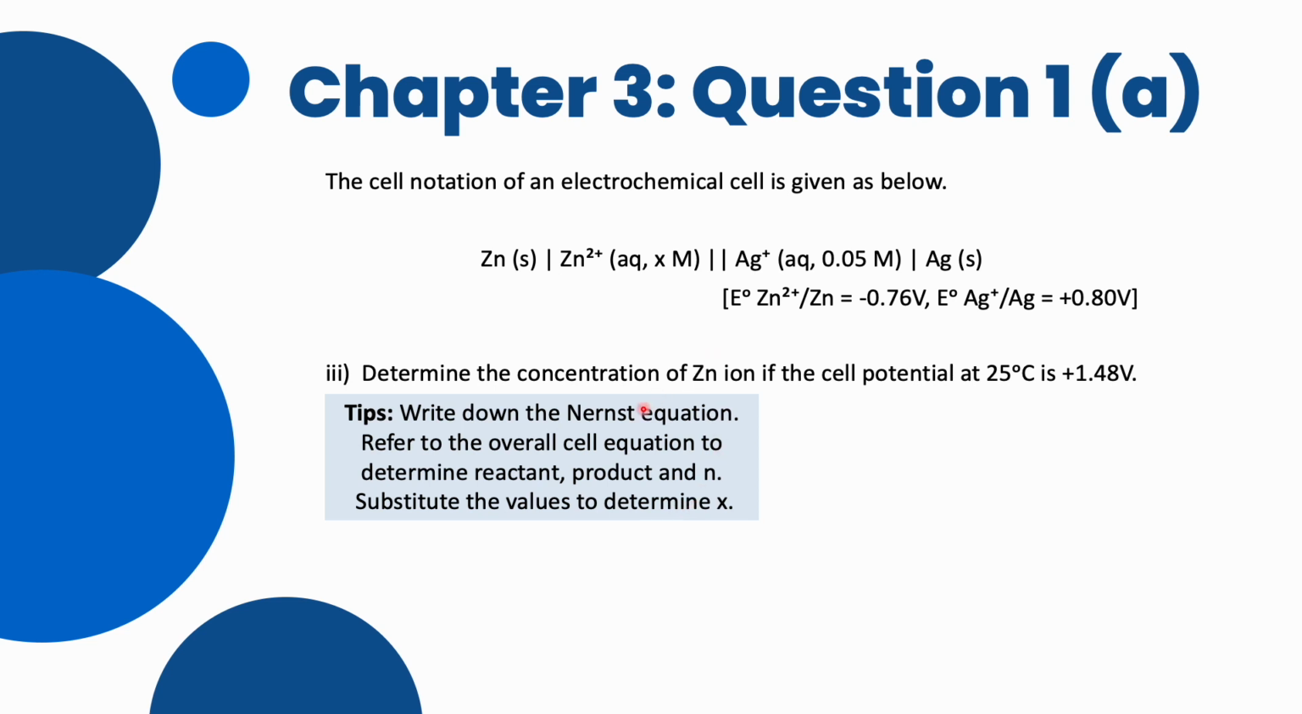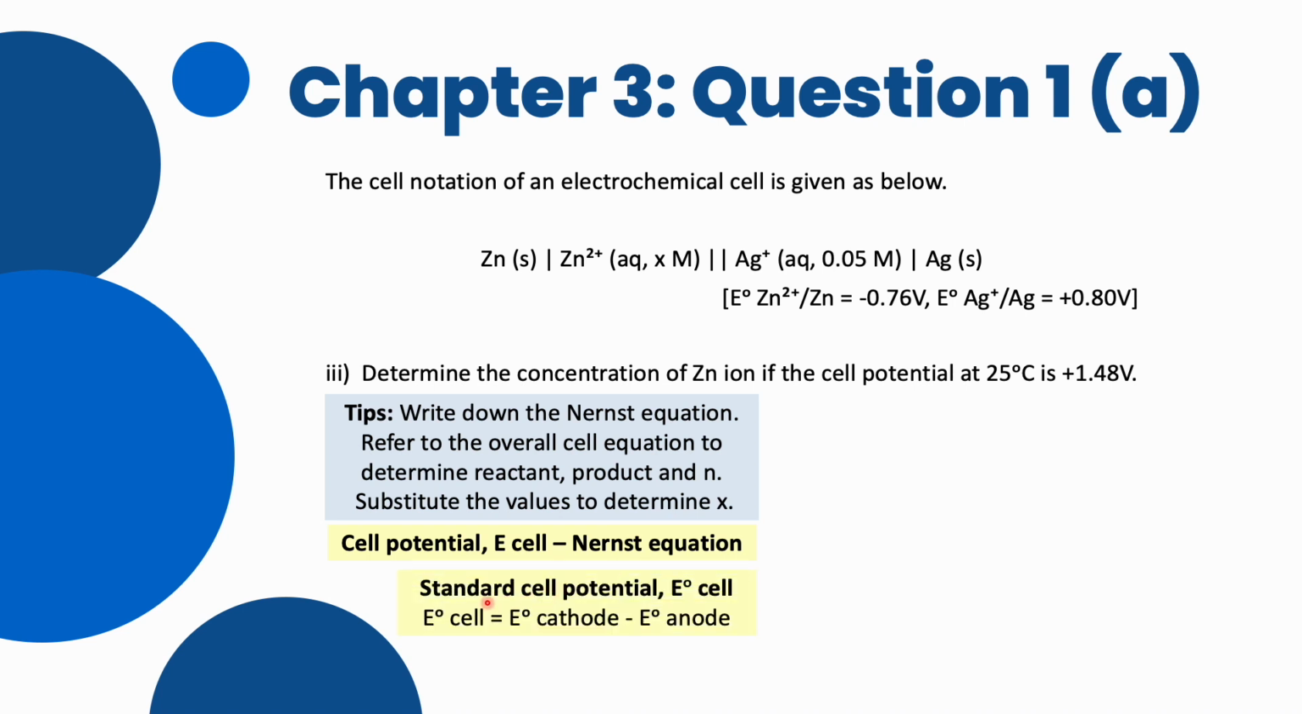So why do we have to write down the Nernst equation? Because if the question gives you the cell potential, in this case positive 1.48 volt, then we have to use the Nernst equation to determine it. So what is the difference from the previous question, question 2? Previously, we were asked about the standard cell potential. Standard means that we have the E0. So E0 cell is E0 cathode minus E0 anode. So this is the standard one.